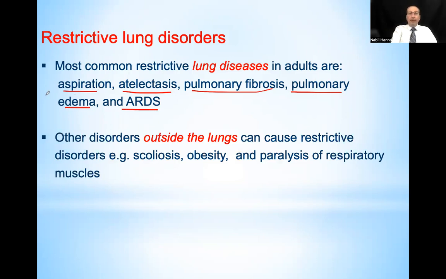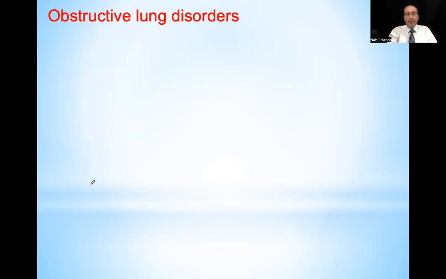Also, we can have disorders outside the lungs resulting in restrictive disease, like scoliosis, deformity of the thoracic cage, obesity, like in obesity hypoventilation syndrome, and paralysis of respiratory muscles, whether myasthenia gravis or diaphragmatic paralysis.